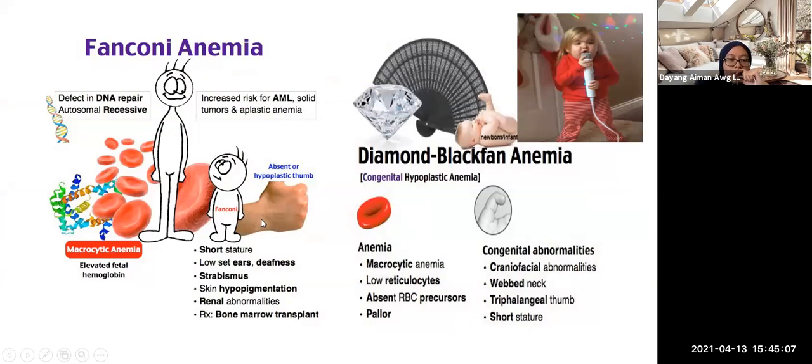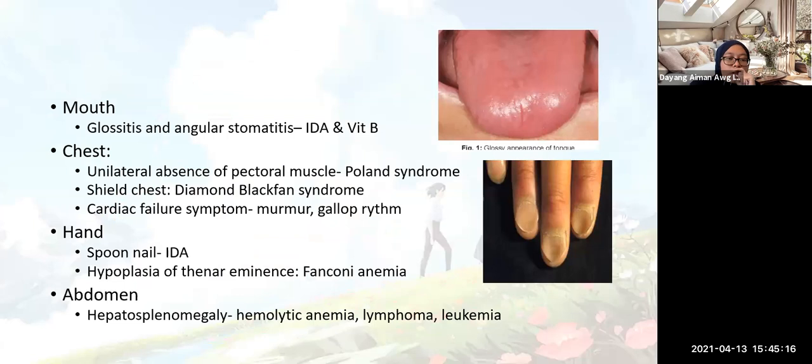So this is among the certain presentations of Fanconi anemia, also Diamond-Blackfan anemia. It is quite rare, but it is a chronic disease. So for the mouth, we can look for glossitis or angular stomatitis for IDA or vitamin B deficiency. We can look at the chest to see if there is any abnormality. So we can look at the hand for spoon nail or koilonychia or the thenar eminence, which indicates Fanconi anemia. And also for the abdomen, we need to look for hepatosplenomegaly.